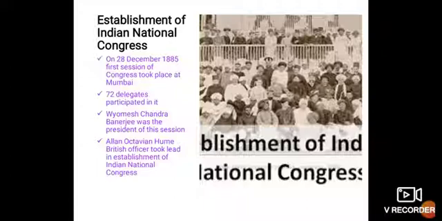72 delegates from different provinces of India participated in this session. Yes, delegates, people send their representatives. So 72 delegates from different parts of our country had joined the session. Vyomesh Chandra Banerjee, a renowned lawyer from Kolkata, was the president of this session. In this session, they established the Indian National Congress. Alan Octavian Hume, a British officer, took the lead in the establishment of the Indian National Congress.